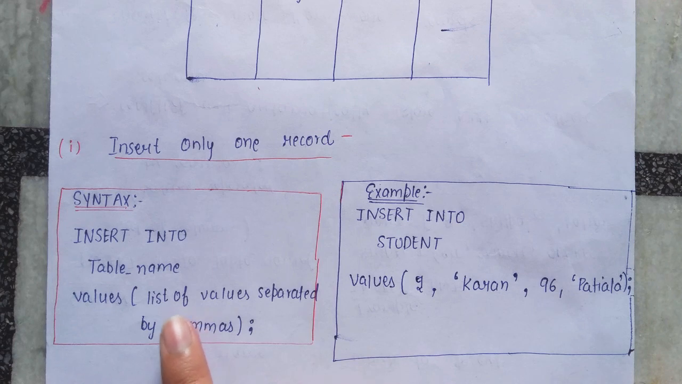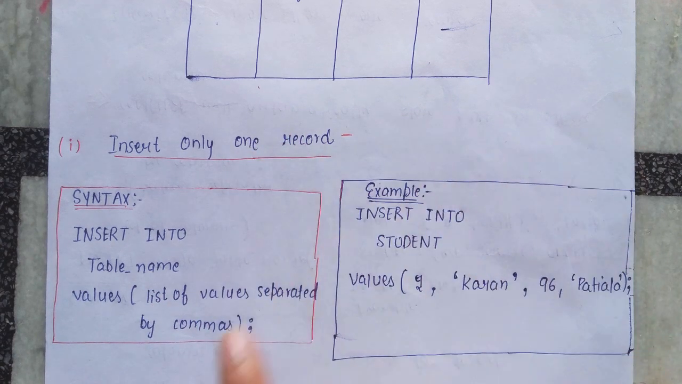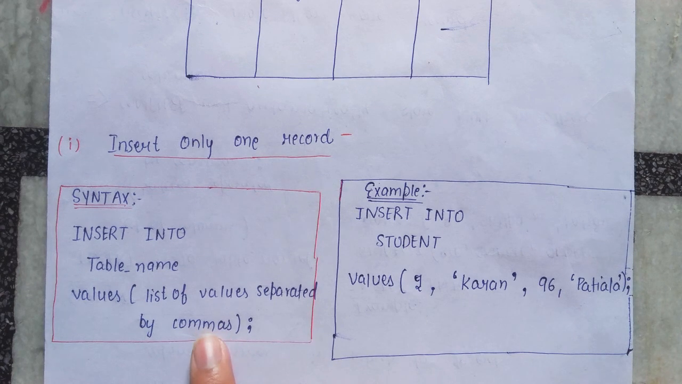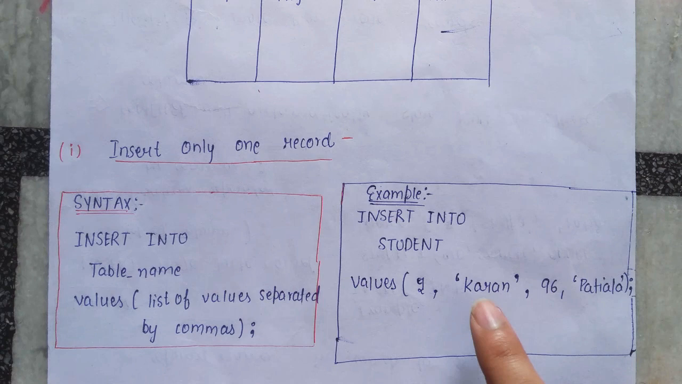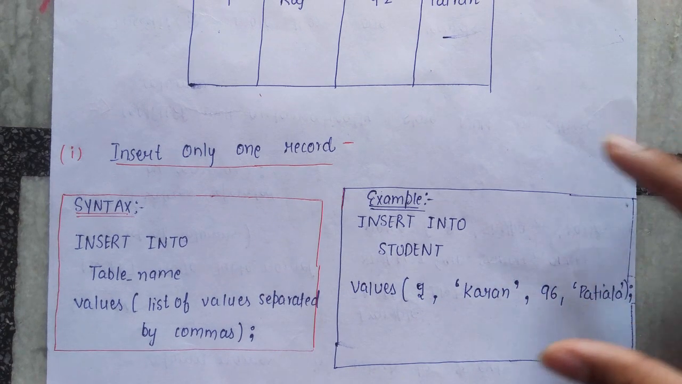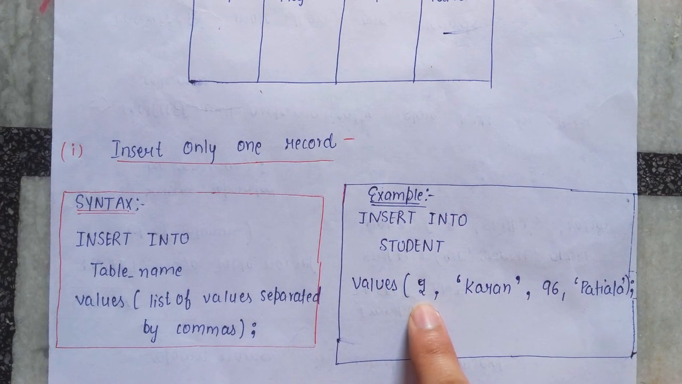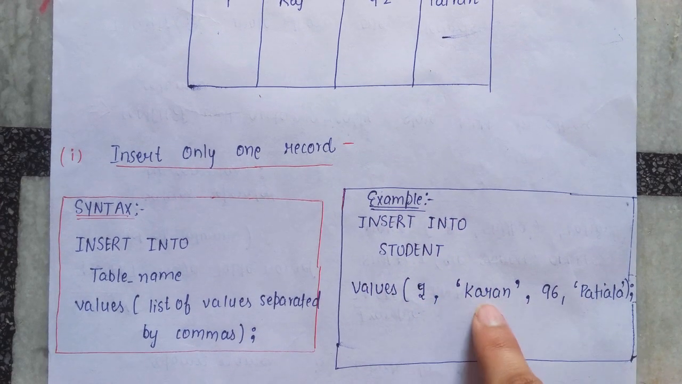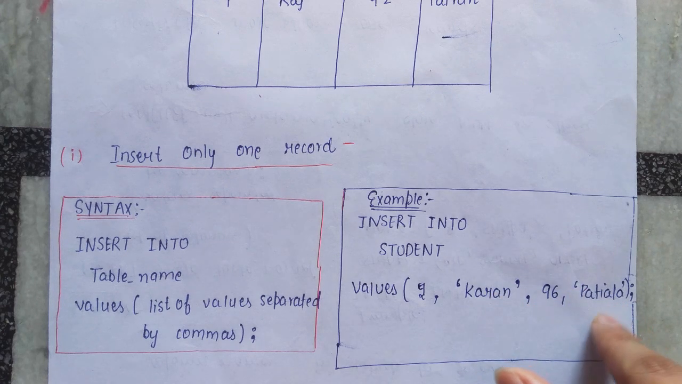This is the most important part. In this parenthesis, we enter all the values of the columns, separated by commas. Now let us take an example. We have inserted a record of a student Karan. How do we insert using this syntax? It is insert into student values. Here is the student ID, this is the name of the student, the marks of the student, and this is the address of the student.